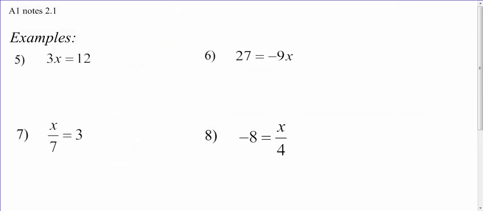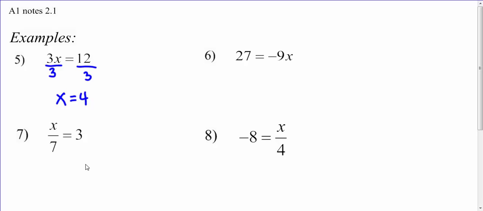Let's do a couple of examples of this. So on number 5 it says 3x is equal to 12. We would want to get x by itself by using the division property of equality and dividing both sides by 3, and we'd quickly see that x is equal to 4.